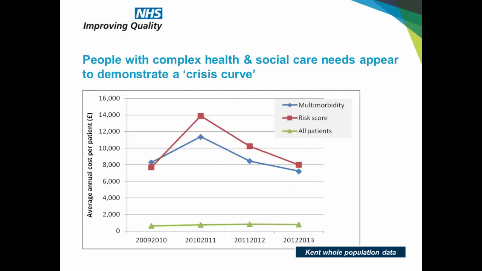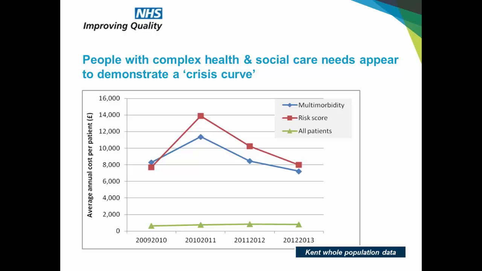And then one of the other interesting factors, Kent had some data which allowed them to view how patients use services and their costs over 3 years. This is the same group of patients. And what you can see here is how they were risk scored year on year. That's that red line. And when you looked at that group by multimorbidity rather than risk score, the costs are slightly less, but you can see that same pattern.